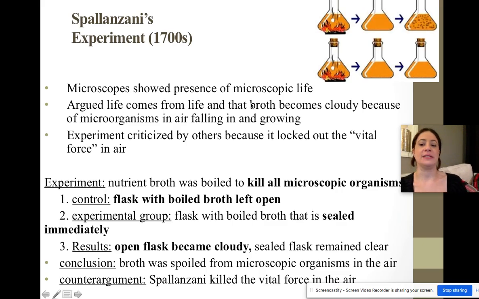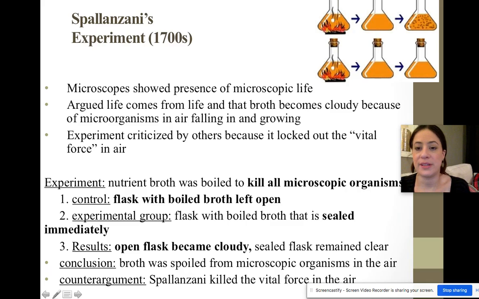Microscopes showed the presence of microscopic life. So Spallanzani, in the 1700s, argued life comes from life, and that if you left out soup broth, it becomes cloudy because of microorganisms in the air falling in and growing. But his experiment was criticized by others because it locked out the vital force in the air. So here was this experiment.